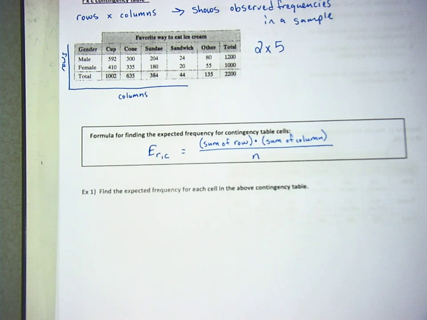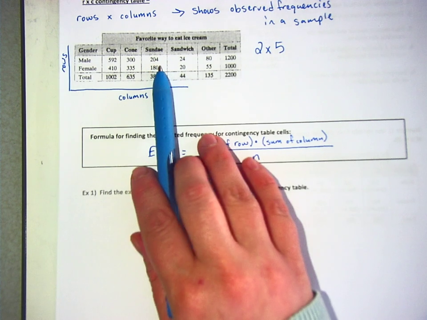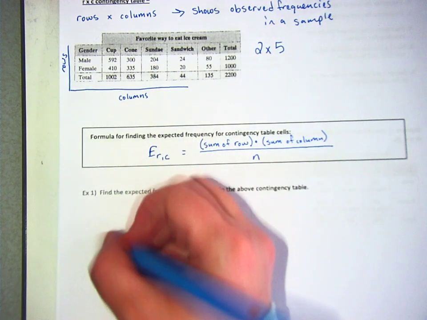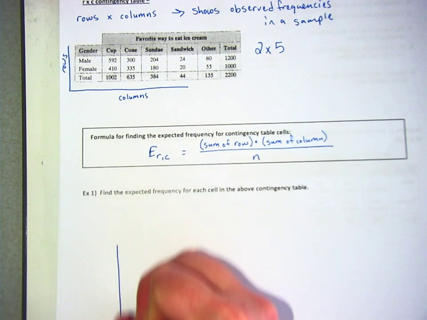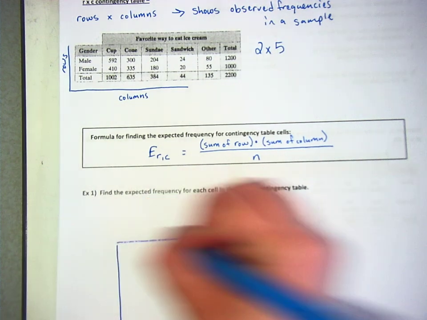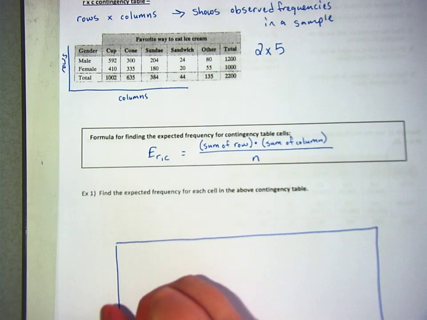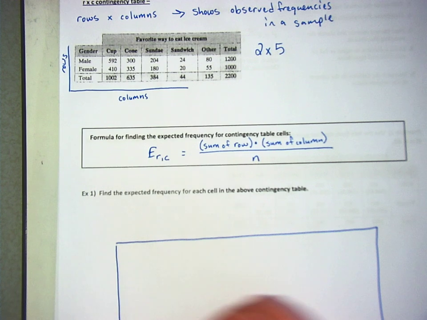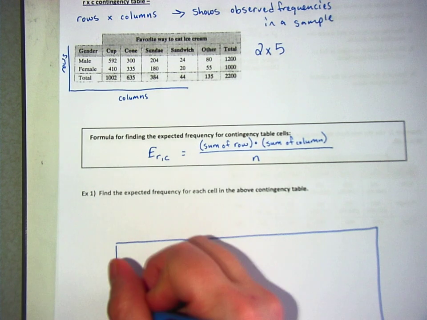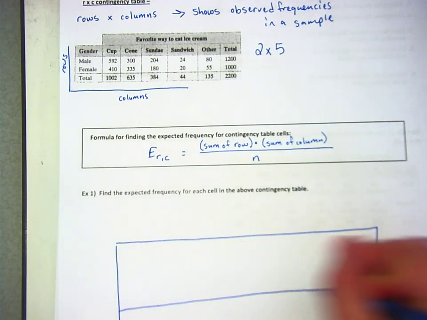Yes. So now you find the expected frequency for each cell in the above contingency table. Remember, these are the observed frequencies. Now we're going to do the expected frequencies. I'm going to make this a giant table because I'm going to do all of my work inside the table too. It's just going to be a 2 by 5.